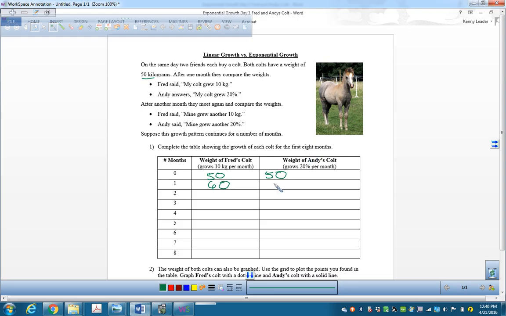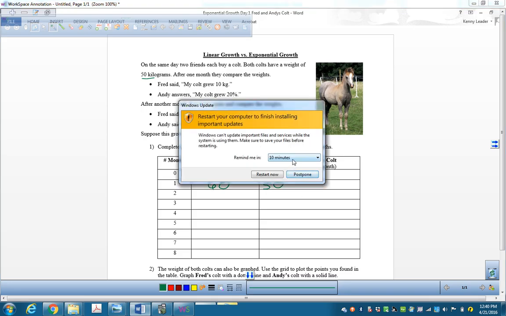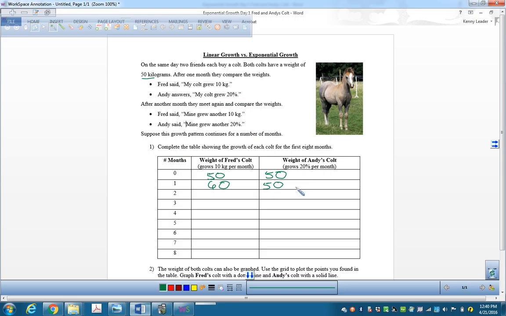After 1 month, how much does Andy's colt weigh? 60. How did you get that, Chase? Because you move the decimal place over once to the left to get 10%. Right, so it's 60. So 50 plus, how do I take 20% of 50? Well, now you multiply 50 by 0.20, which makes 10, right? Which gives you how much? 60, just like Chase said. You guys understand that?